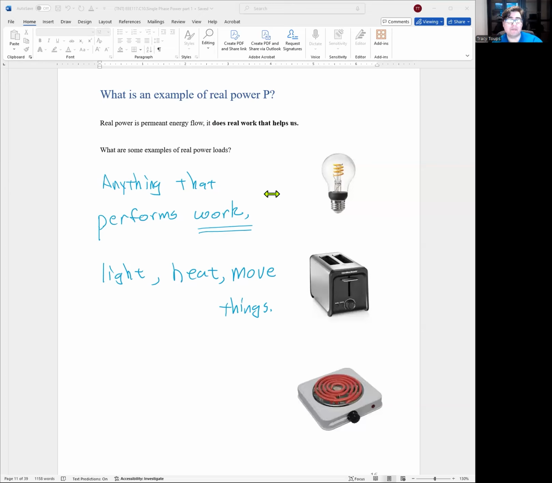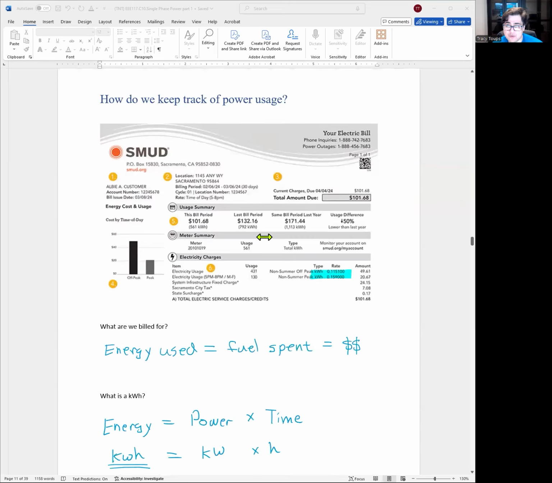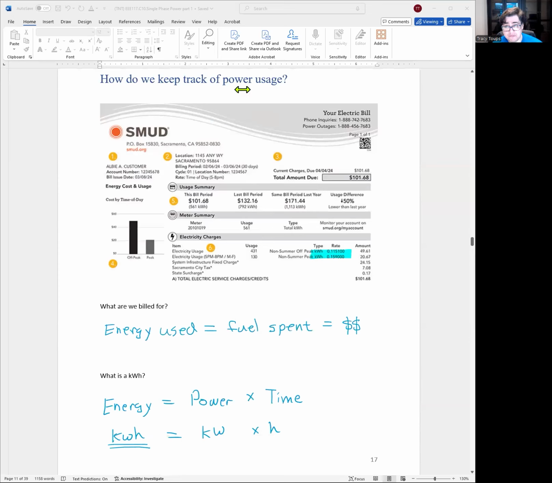You're helping the assembly plant, you're helping a product get built. That's power being used from the utility. So that's what real power P means: actual work being done to the benefit of us as humans and society. How do we keep track of this real power usage? Because it costs money, right? If I'm a utility, I have to spend natural gas to power up my generator to give you energy to do work at your house or your plant. So I need to get paid.